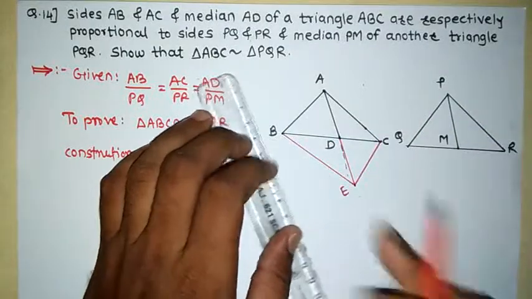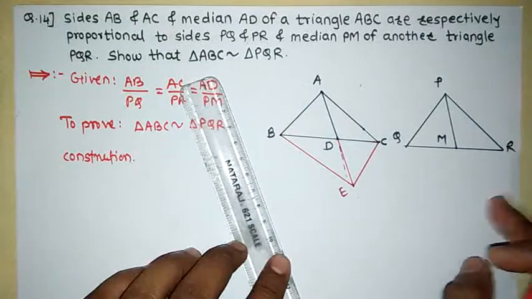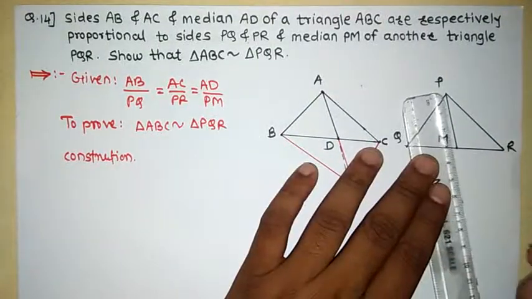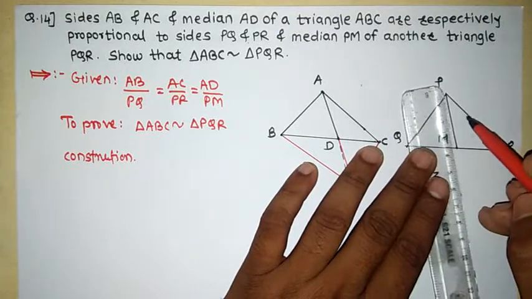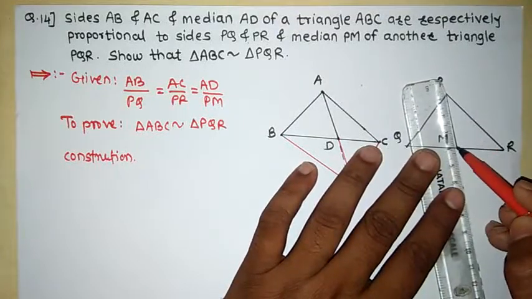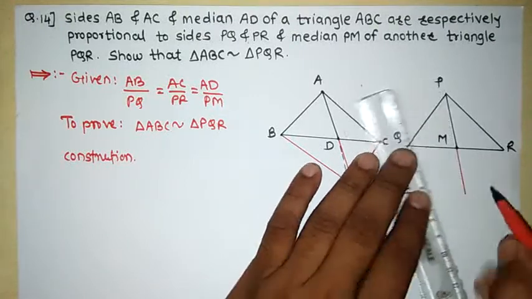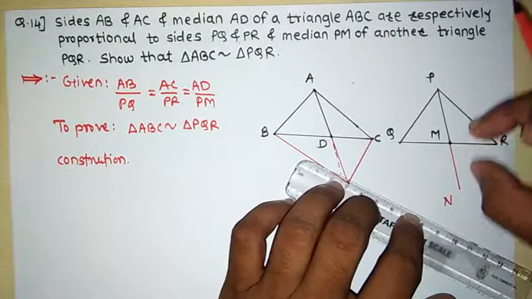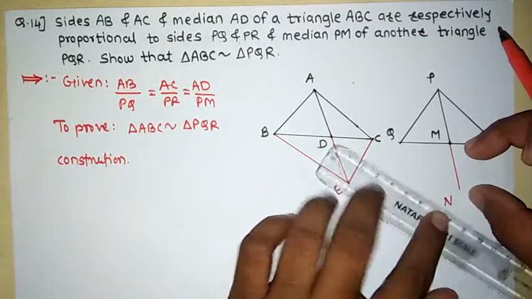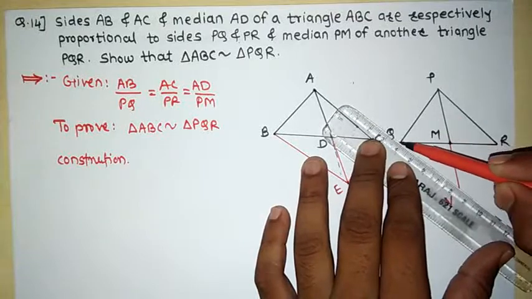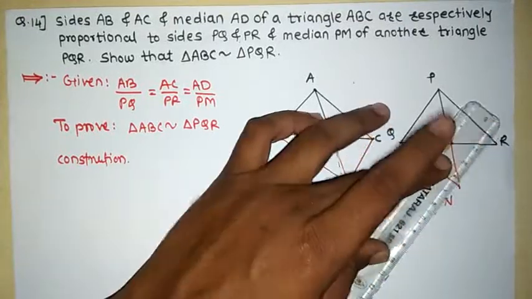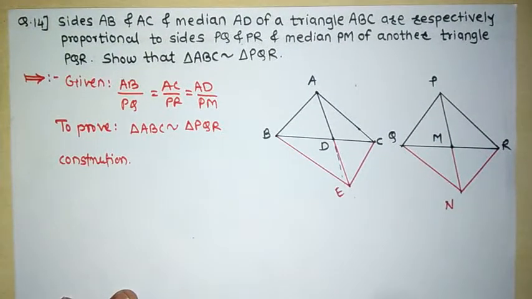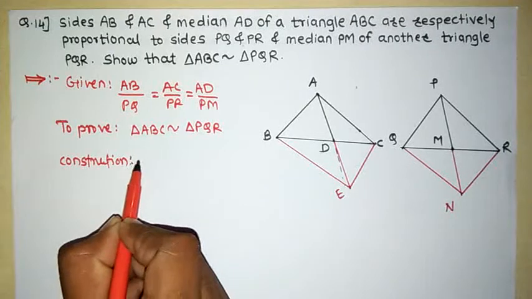Then after this, similarly in the triangle PQR also we have to do the construction. See here, we have to produce PM up to the point N such that PM is equal to MN, and join QN and RN. We have to join QN and RN. This part is the construction. Now we will write what the construction is.